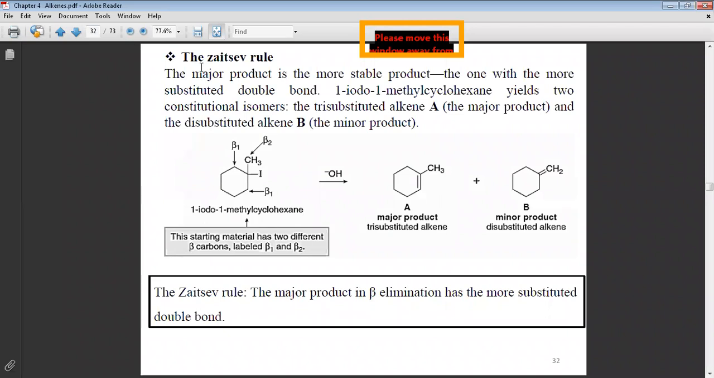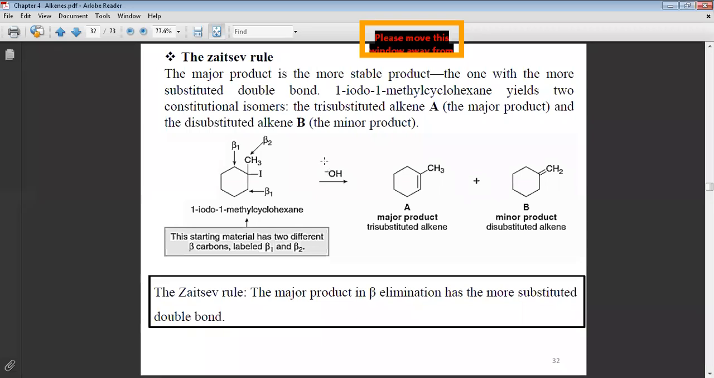And the Zaitsev rule. What does the Zaitsev rule mean? We have a rule here if you have more than one beta carbon. Look at this reaction. This is an alkyl halide, and this carbon is the alpha carbon, this is a beta carbon, and also this is a beta carbon, but this beta is different from this one. That means we have two products.